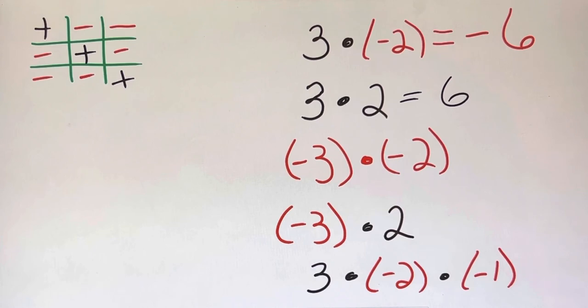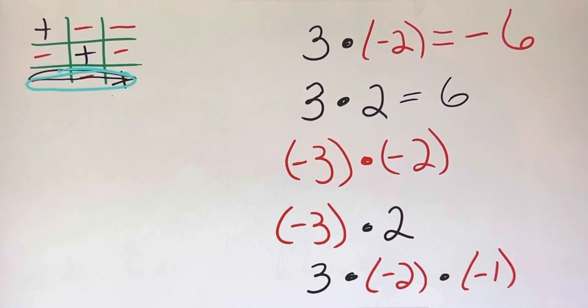Next, I have a negative times a negative. So I'm going to look right here. Oops, I'm sorry. I have a negative times a negative. And a negative times a negative is going to give me a positive answer. So this is going to be positive 6. The next one is negative 3 times positive 2. So I have a negative times a positive. That's right here. A negative times a positive. And the answer is going to be negative.